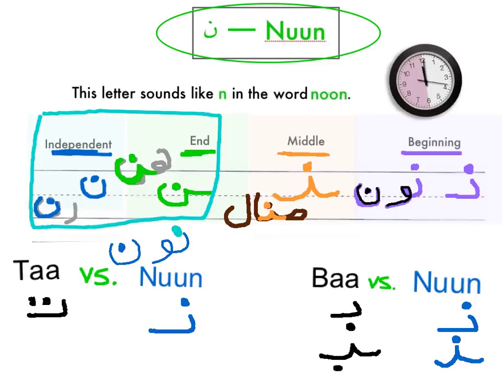In the middle, we write the letter ta like this with 2 dots, and the letter noon like this with 1 dot.